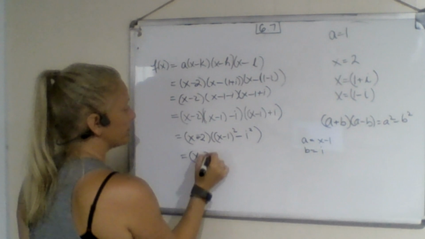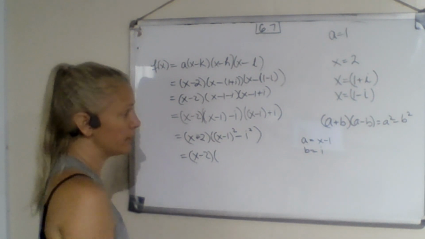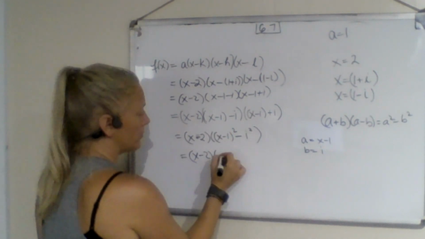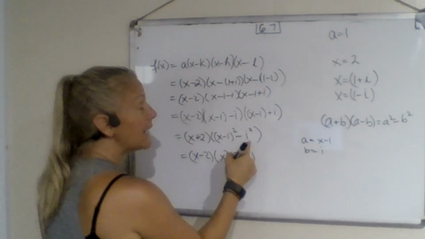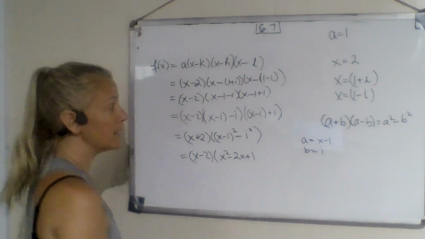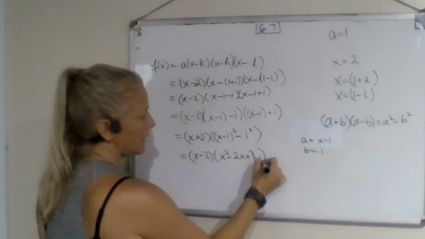x minus 2. This is a formula. I can either do 4, I'm not going to bother with that, or you can apply the formula. This becomes x squared minus 2x plus 1. And i squared is negative 1, right? Which means minus minus 1 becomes a plus 1, which makes this a plus 2.